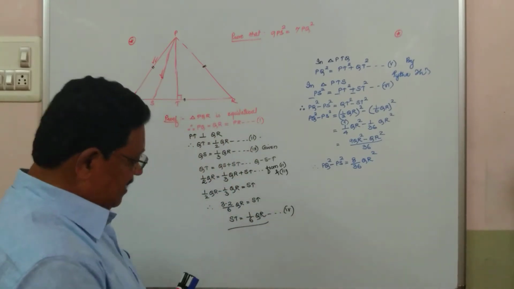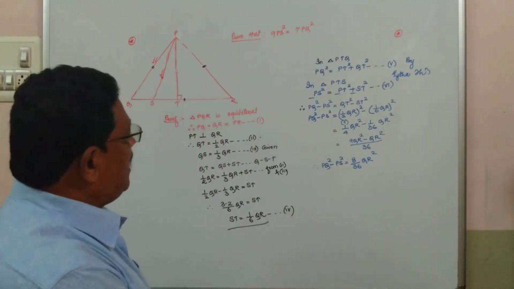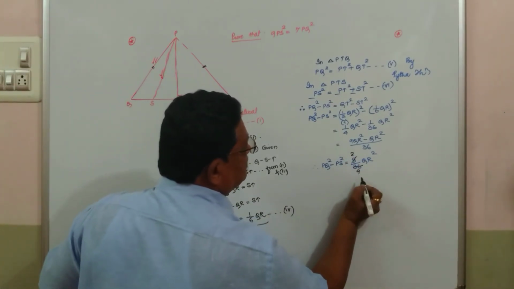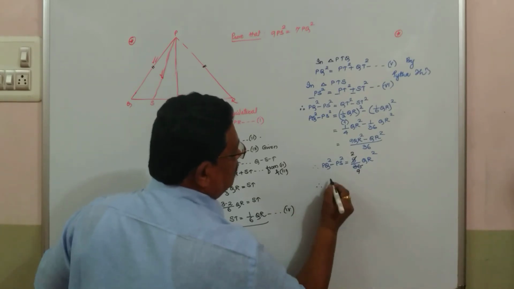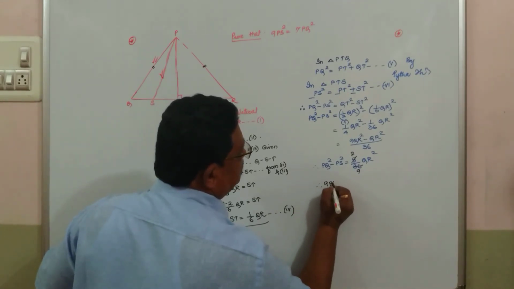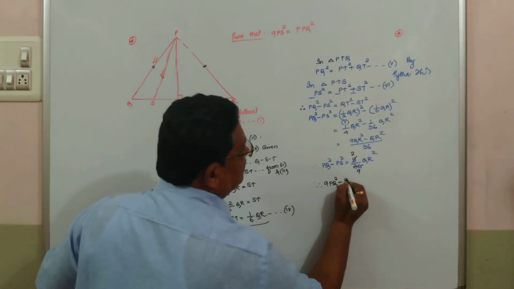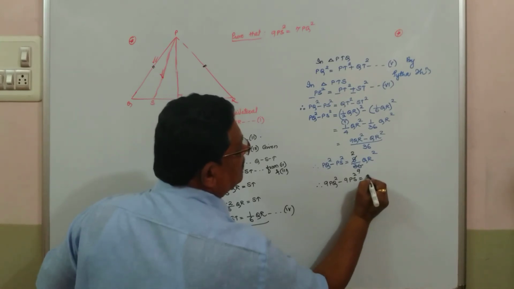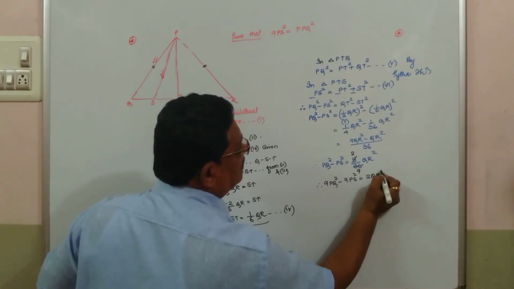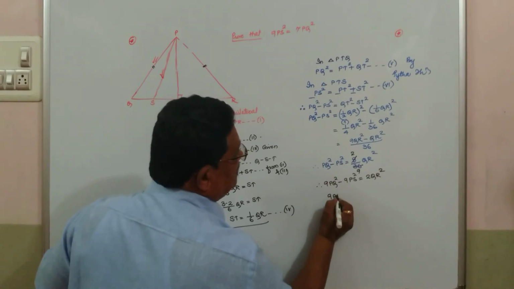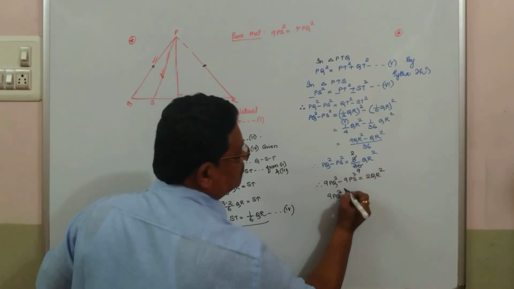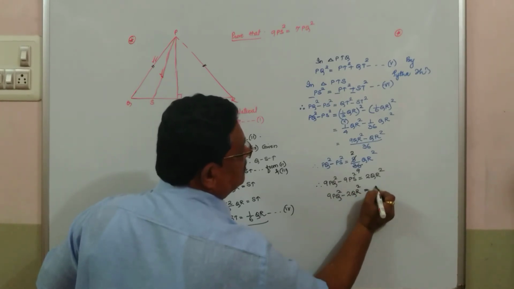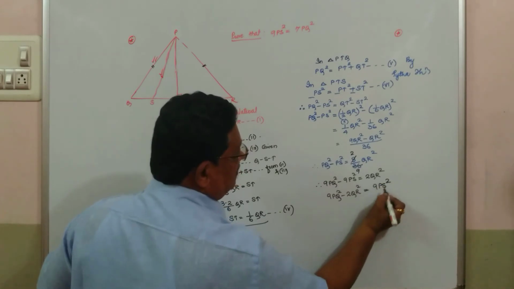Now QR in relation first, it is written as PR. Simplifying this, 4 2s are 8, 4 9s are 36. I can cross multiply and get 9 times PQ square minus 9 times PS square equals twice QR square. 9 times PQ square minus twice QR square equals 9 PS square.